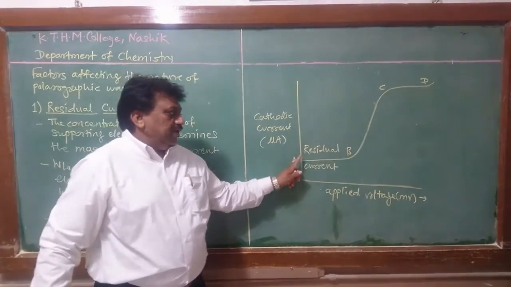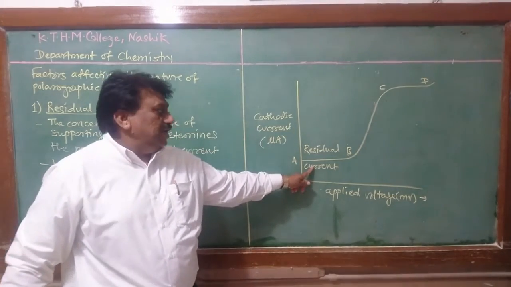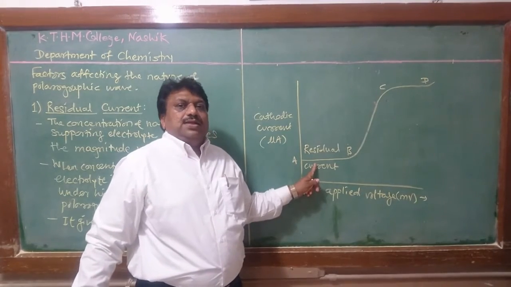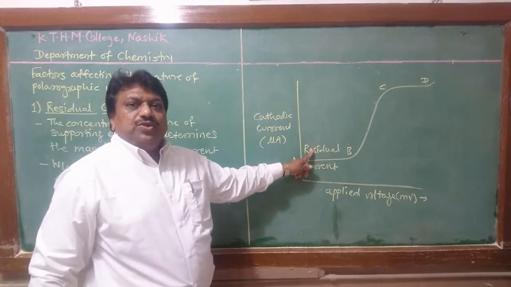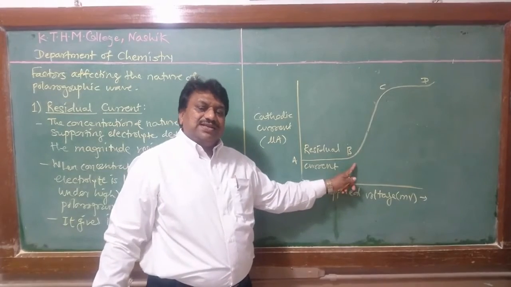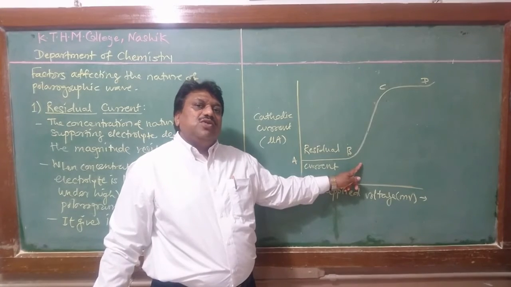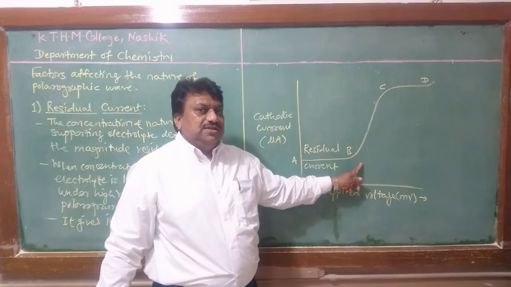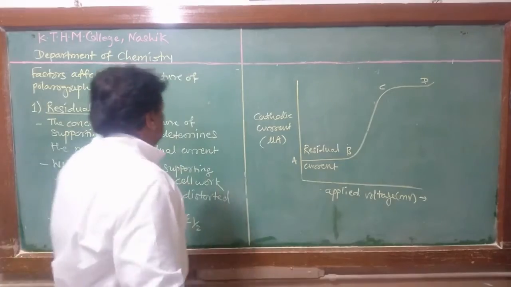Therefore, residual current directly affects the nature of the polarographic wave, and the magnitude of this residual current is determined by the concentration and nature of the supporting electrolyte. If we use a small amount of supporting electrolyte, then the cell works under high resistance and we have a distorted polarogram. At that time, we have an incorrect value of half-wave potential. Therefore, identification of the analyte is not possible in a suitable manner, and there is error in the measurement.